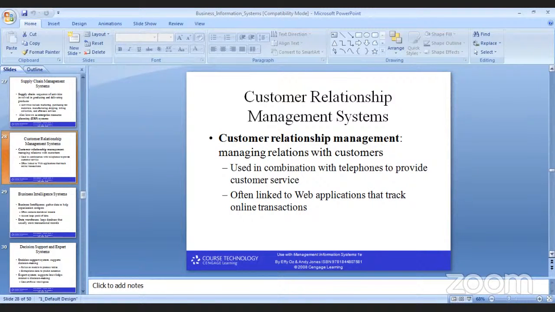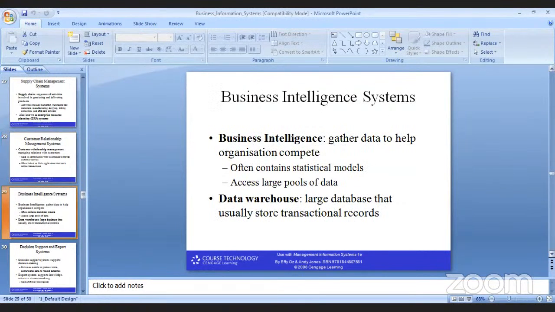So whenever you are tracking your transactions online, you can get a quick status. No need to go and ask the concerned post office staff what the status of the letter is, received, not received, sent, not sent. That is not the case nowadays. Okay. The third type is the business intelligence system, BIS.